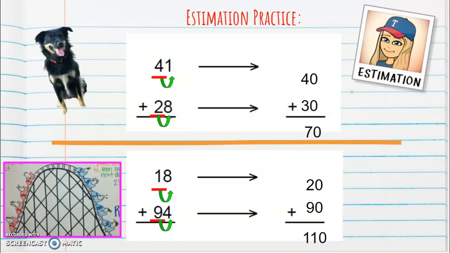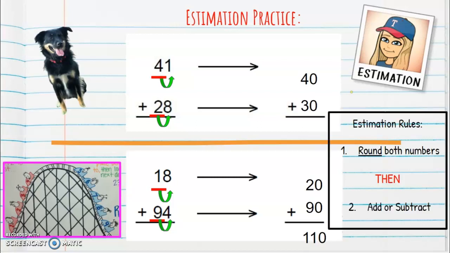Okay guys, that is how you estimate numbers. So remember the steps. First, you're going to round both numbers, then you're going to add or subtract them. So we're going to work on more estimation tomorrow. When you go to Canvas today, you are going to be doing some practice on your own, and you're going to be doing the check to see if you know how to do it.